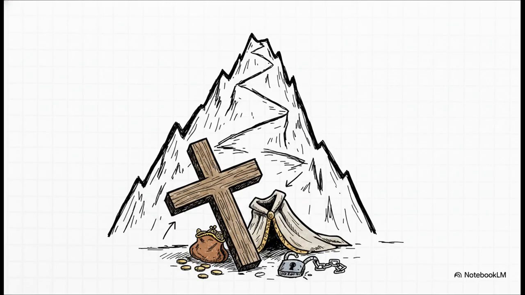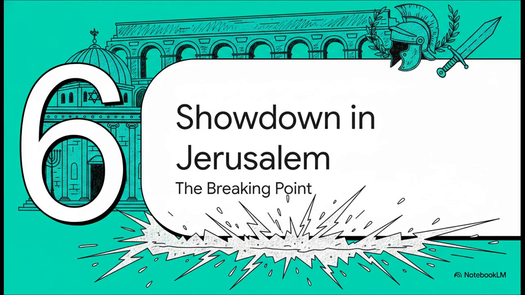They must carry their cross daily, and they must give up everything they have. So the crucial point is that this movement demands a severe, uncompromising commitment. The narrator is making it perfectly clear that this path is dangerous, setting a very heavy stage as the journey continues. Section 6. Showdown in Jerusalem.